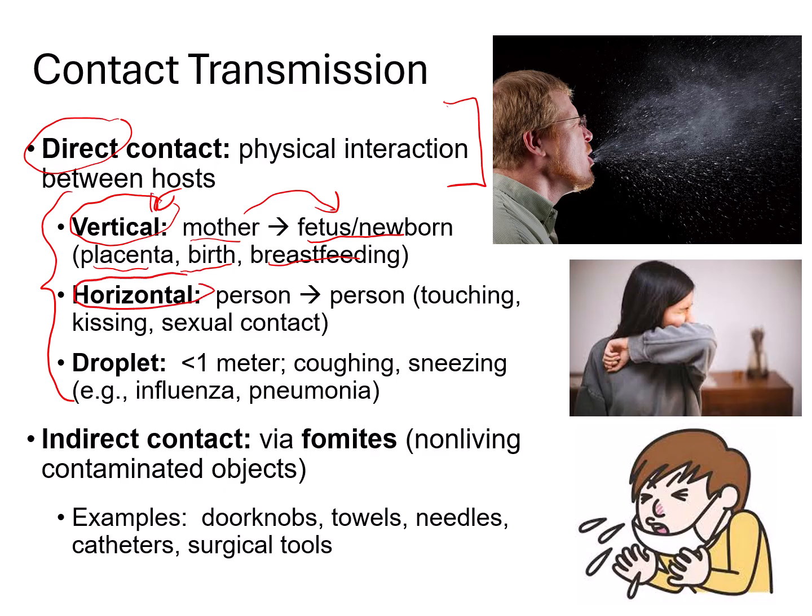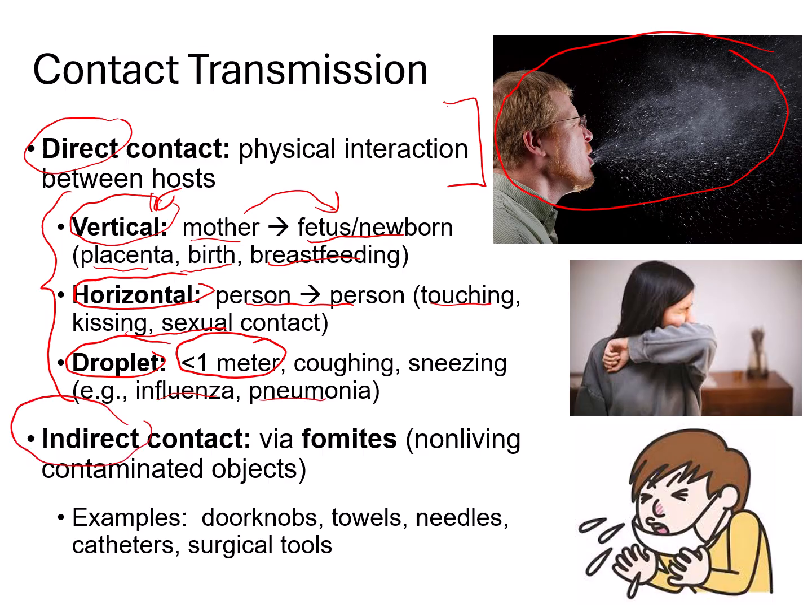For horizontal direct contact, it's from person to person through direct touching, kissing, or sexual contact. And droplet is also considered direct contact as long as it's less than 1 meter in distance. And this can be through coughing or sneezing, like we kind of see here, which easily transmits diseases like the flu or pneumonia.